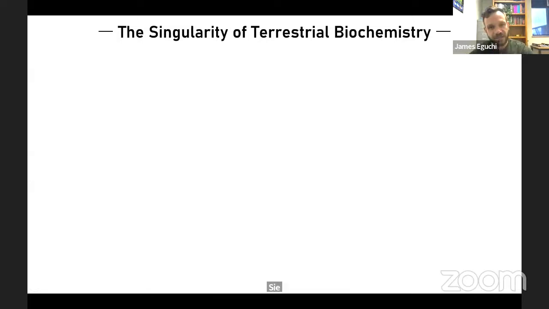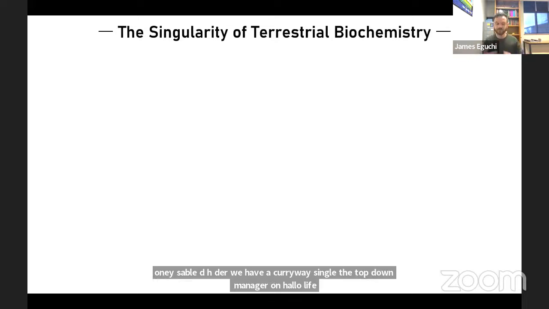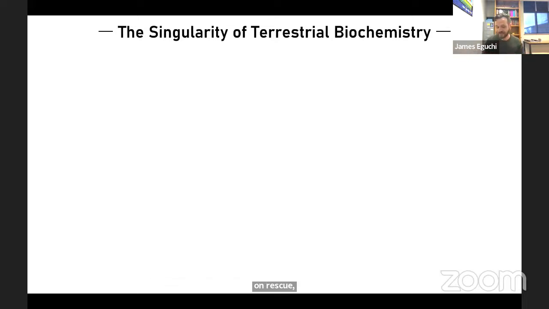I've prepared this, and it is what I'm calling the singularity of terrestrial biochemistry. What I mean by that is that life on Earth is of only one variety. We have only one example of life. And it is this one example of life that we have extrapolated pretty much everything in the top-down manner on how life on Earth could have began. And this is an overview of what it is we're really trying to explain.